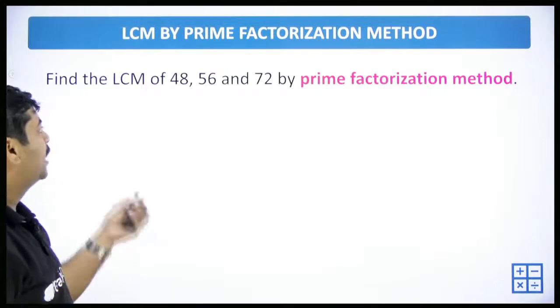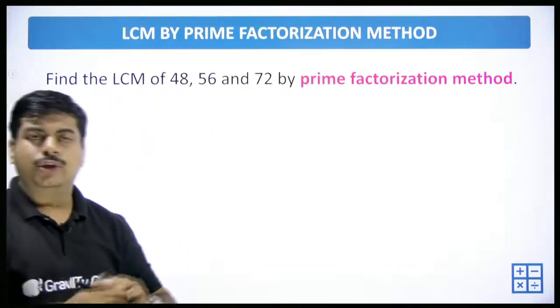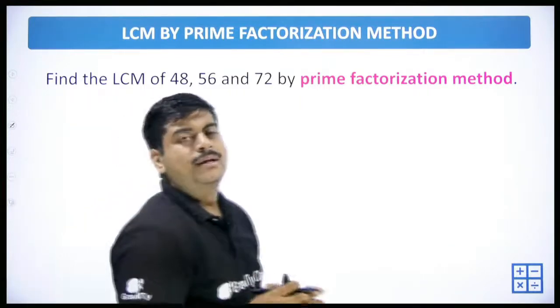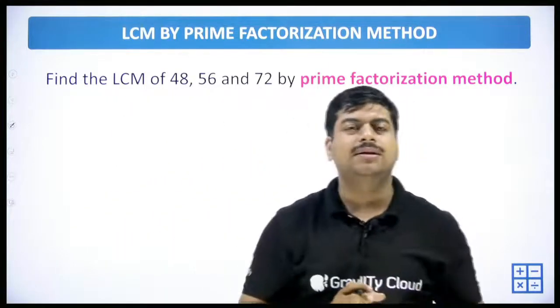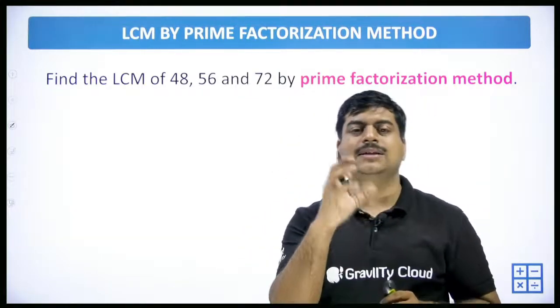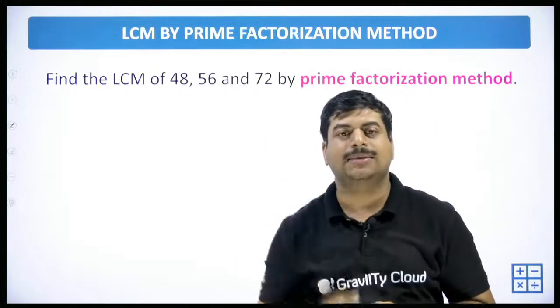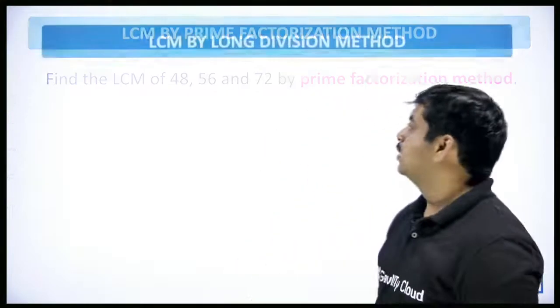Find the LCM of 48, 56 and 72 by prime factorization method. Again, the same method. I am not going to do that; I am leaving that for you. Just find all the prime factors and see which are common. Write those once and write all the remaining as they are. Okay, so please try to do that.